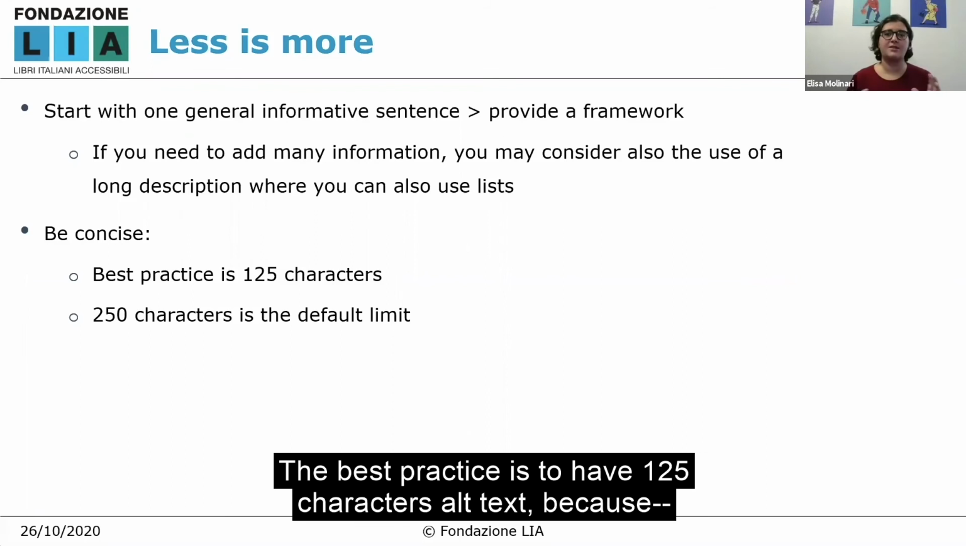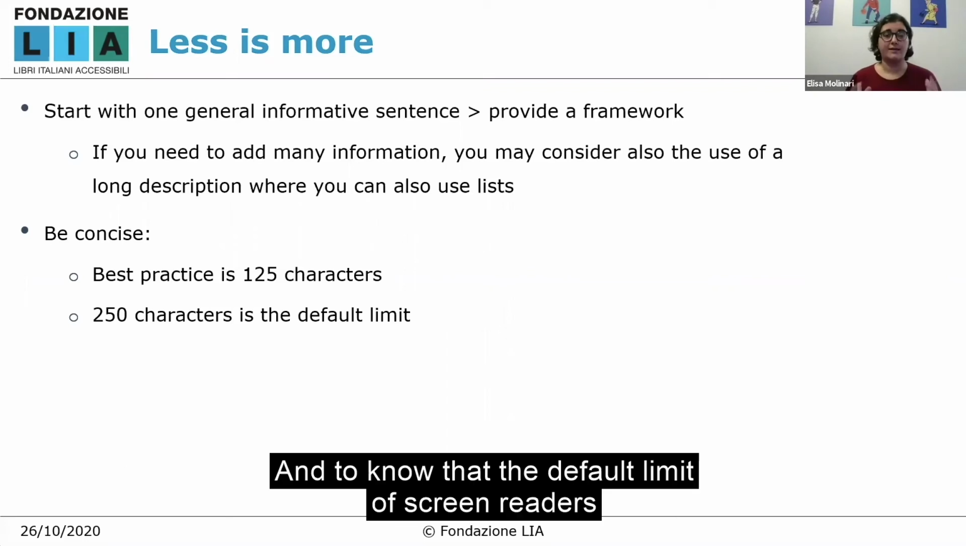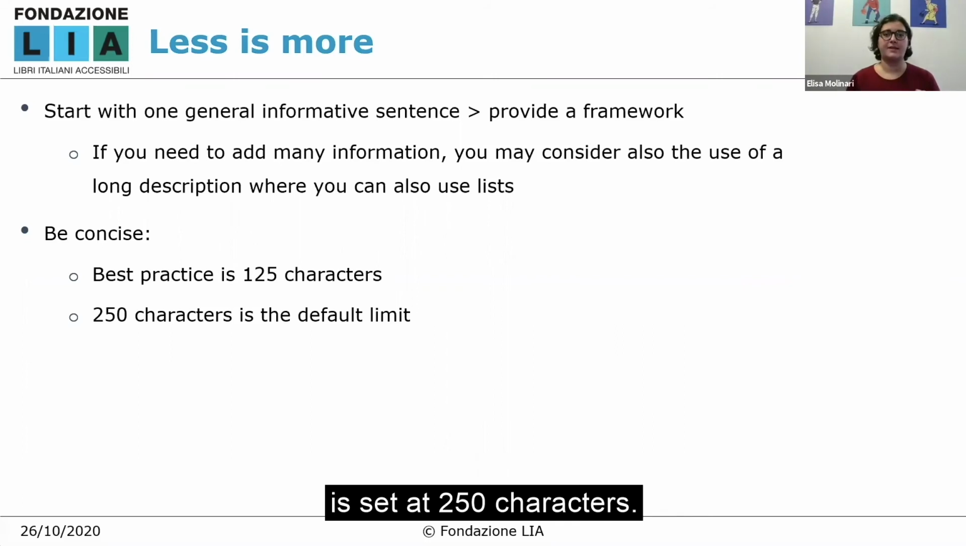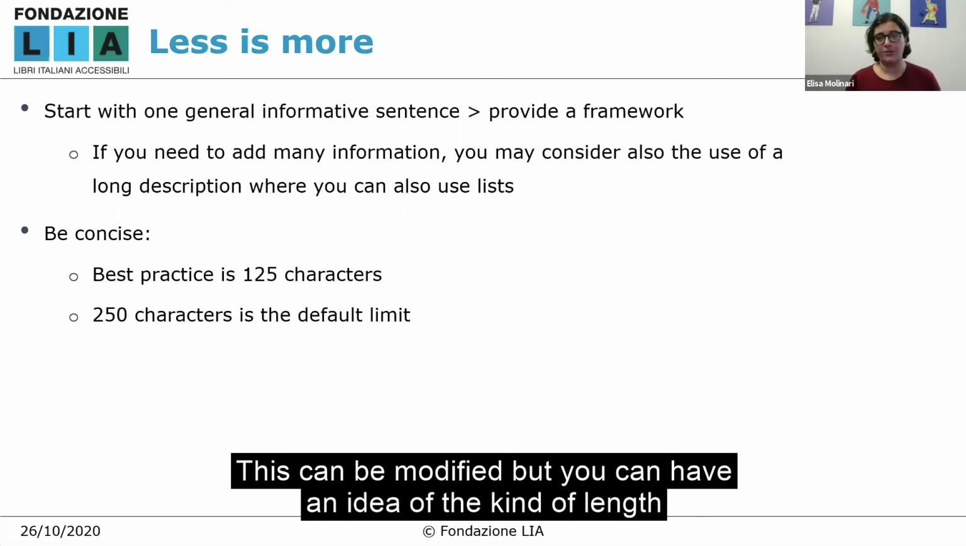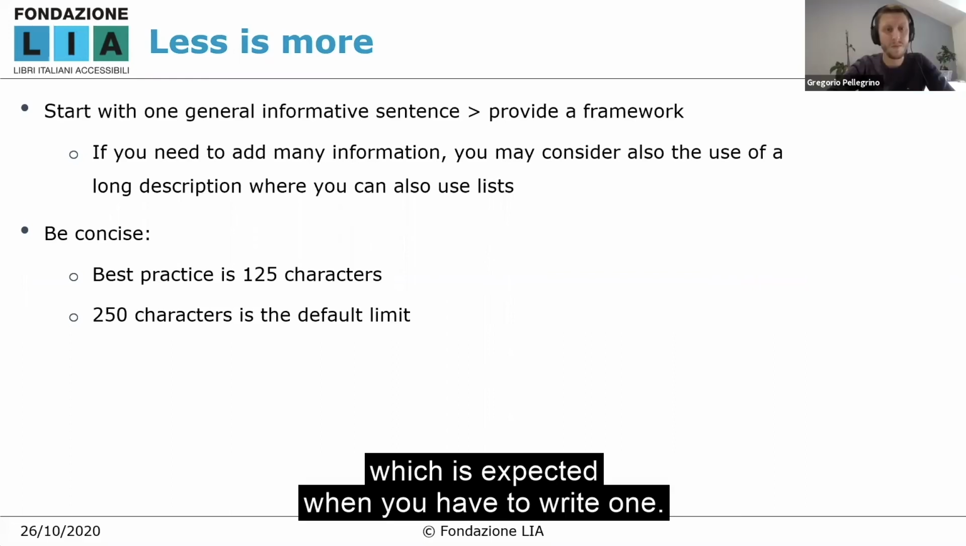The best practice is to have 125 characters alt text, and to know that the default limit of screen readers is set at 250 characters. This can be modified, but you can have an idea of the kind of length which is expected when you have to write one.